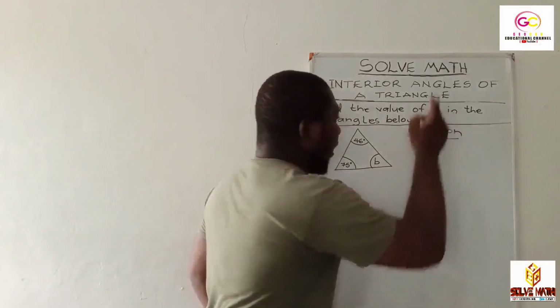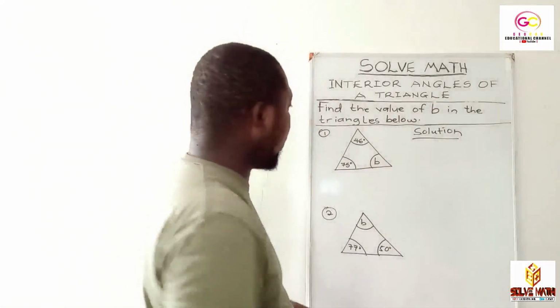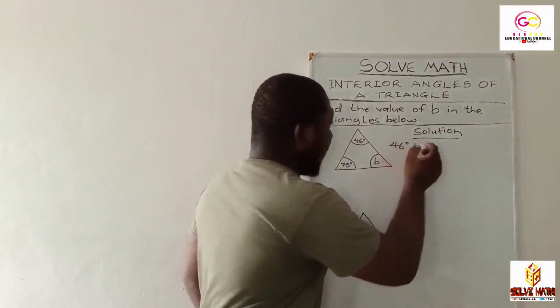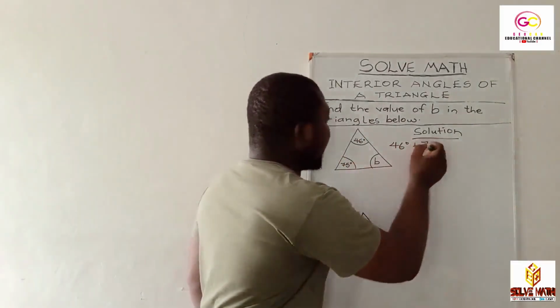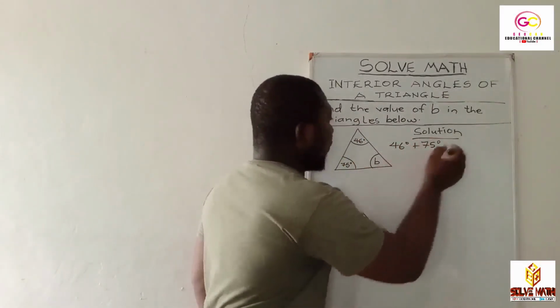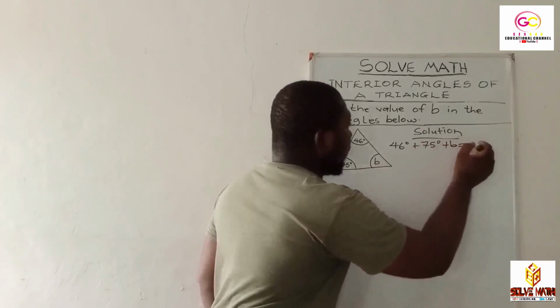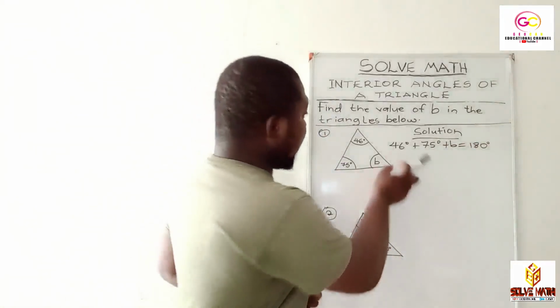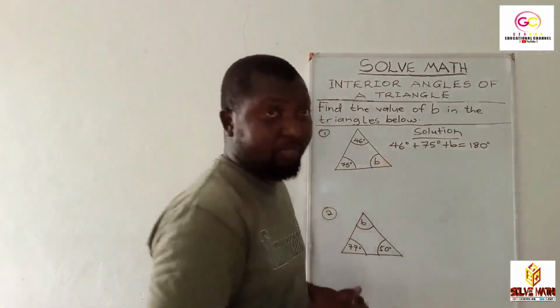Now, we have our solution, meaning how we solve it. So easy. So let's add: we have here 46 degrees plus 75 degrees plus what we have here, B, should be equal to 180 degrees. That's the first step. Second step, we have 46 and 75 here, so we can add them, right?